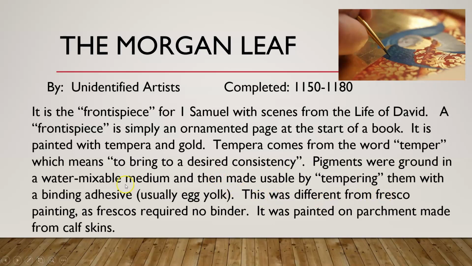This was different from fresco painting, as frescoes required no binder, and if you've looked at that in class this year, with frescoes you add the paint to wet plaster, it's like a mud. When it dries, the pigments actually soak into and bind with the plaster, and it turns hard like a rock. It's almost like the painting is a rock, so it's very hard.